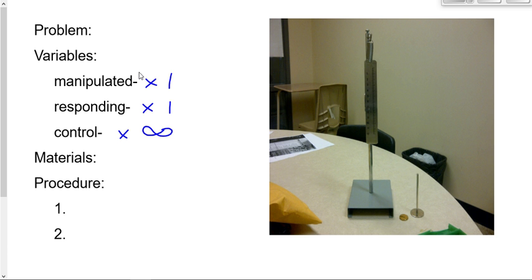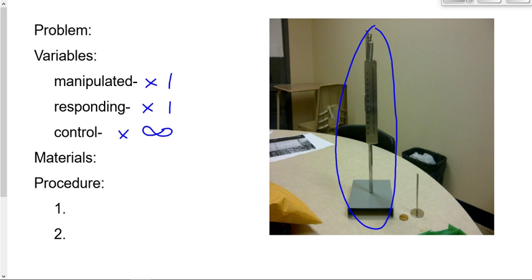Now, your materials, I'm not going to tell you what those variables are, by the way. As we go through the materials and the procedure, I think it should become fairly clear to you what those variables are. Materials are quite simple. You're going to use what's called a Hooke's Law apparatus. That's what this is. It's a kit that we buy that allows us to attach a spring to it and masses to it, and then do an analysis to find the spring constant of a particular spring.